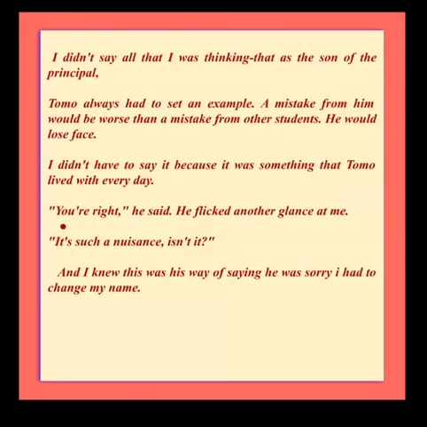I didn't say all that I was thinking, that as the son of the principal, Tomo always had to set an example. Besides, she remembered that Tomo was the son of a principal, so he could not make a mistake. He couldn't set a bad example for others, right? So she was very concerned that Tomo, being the son of a principal, needs to set a right example for the others. A mistake from him would be worse than a mistake from other students.